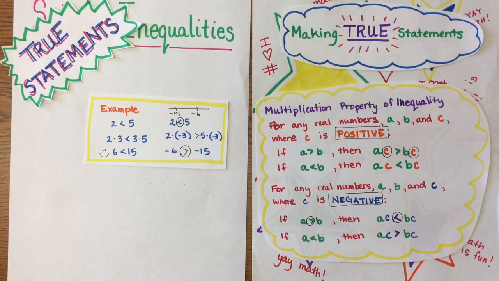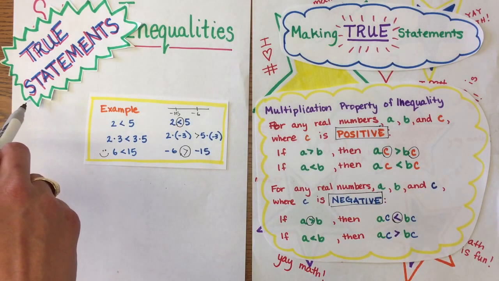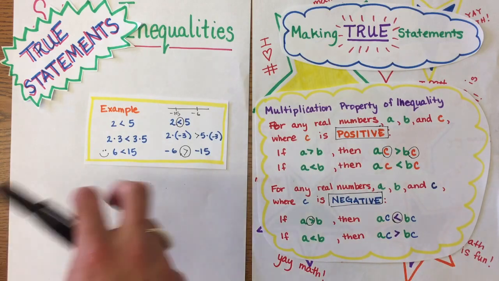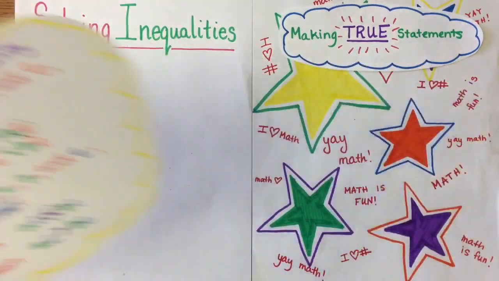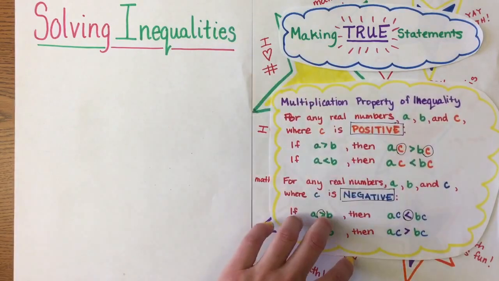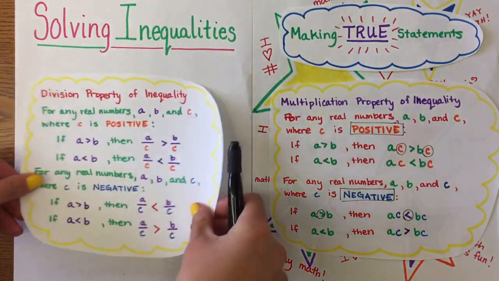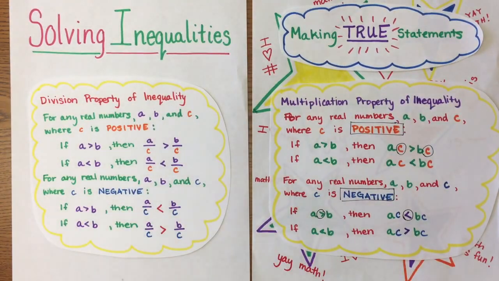This is really important. When you multiply both sides of an inequality by a negative number, you must change the direction of the inequality symbol to make a true statement. Always, every time. All right. Now that we've looked at the multiplication property of inequality, I'll leave that there. We're going to look at the division property of inequality.